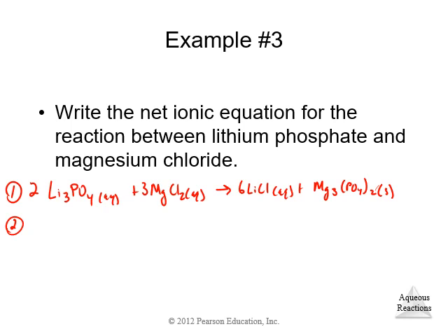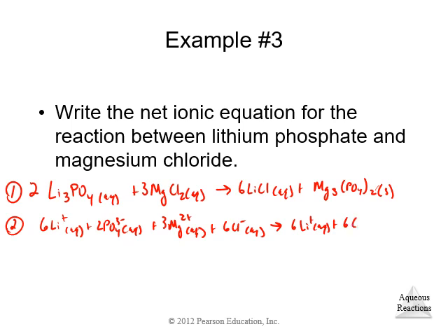When I look at step 2, I have 2 aqueous solutions that are ionic compounds to begin with, so I know both of them will be strong electrolytes. So now from our balanced equation, I'd have 6 Li pluses plus 2 PO4 3 minuses. I would have 3 magnesium 2 plus ions, and I would have 6 chloride ions. On the product side, I'd have 6 Li plus ions and 6 Cl minus ions. And then I would have 1 of the Mg3(PO4)2 as a solid.